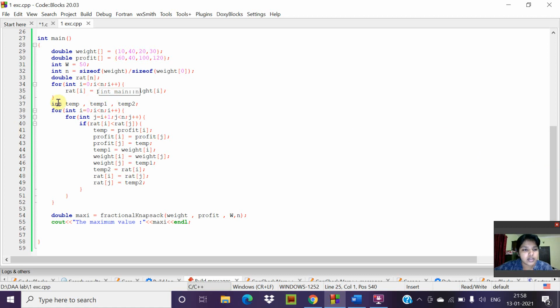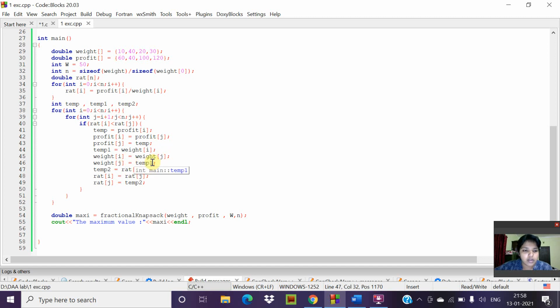Then we are initializing temp1, temp2. This is to sort the ratio in decreasing order so that we can get the weight and profit. So here we are using two for loops to sort, and inside this we are checking if ratio of i is less than ratio of j, then profit of i is stored into temp, and profit of j is stored into profit of i, and temp's value is stored in profit of j, and weight of i's value is stored in temp1, and weight of j's value is stored in weight of i.